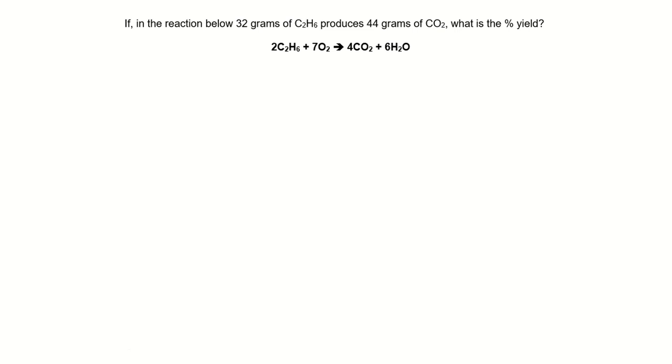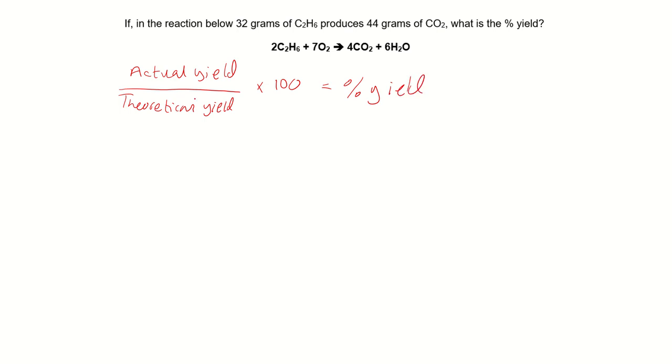So the first thing to do is the equation you need to know. Percentage yield equals actual yield divided by theoretical yield, multiplied by 100. This equals the percentage yield. Now it's important to understand what that means.